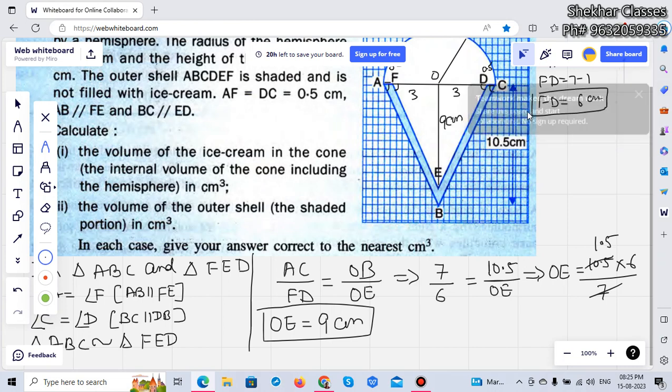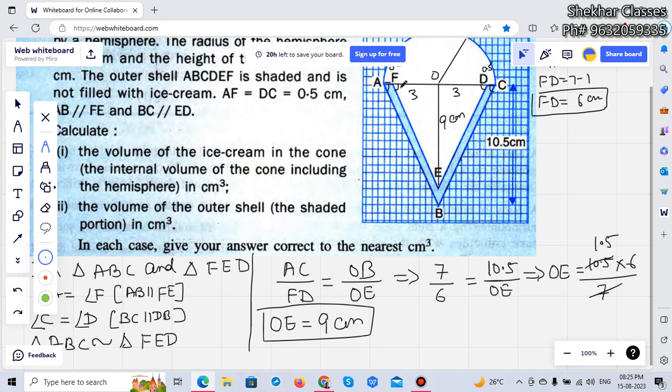A lot of people commit a mistake. I'll tell you what to do. They think if this is 0.5, this also will be 0.5, and then subtract 0.5 from the total height, which is 10.5, to get 10. In fact, that is not correct at all. Remember, this will not be the same. We have to solve it in the same manner as we have been doing. It's not 0.5.